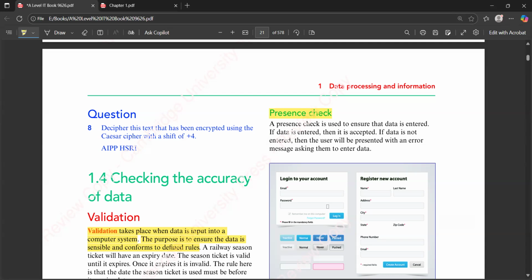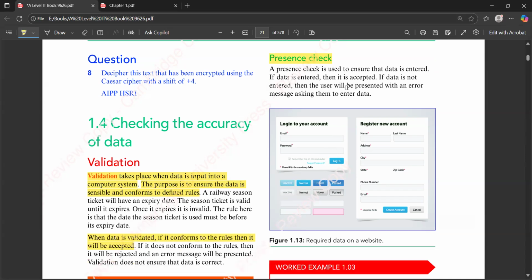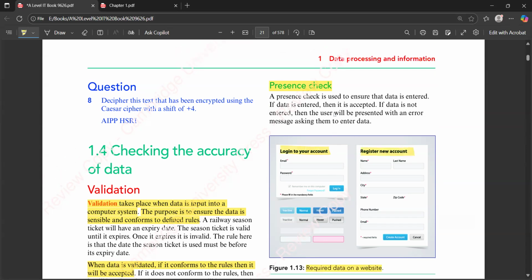If not, then data not entered. So then the user will be presented with an error, right? This is an example: log into your account, you have the email address, you have the password, and you need to fill in the mandatory details. This is basically required data on a website, and like this example here as well. It just asks the user to enter the required data.